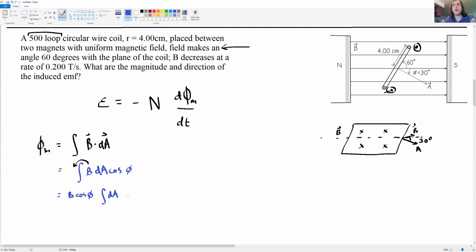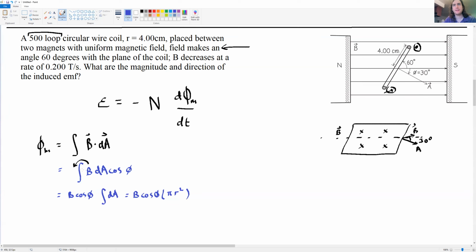Okay, this is just the area of a circular loop, right? So it's pi r squared in this case, and they give us the radius as 4 centimeters. So B cos phi times pi r squared. We can just plug everything in at the end, so I'll just leave it as pi r squared.